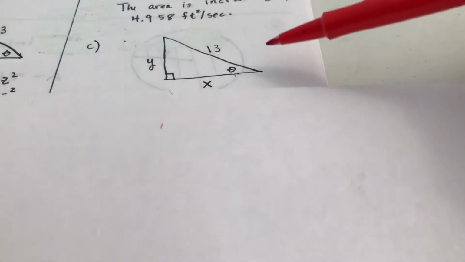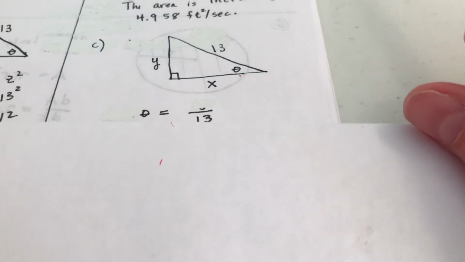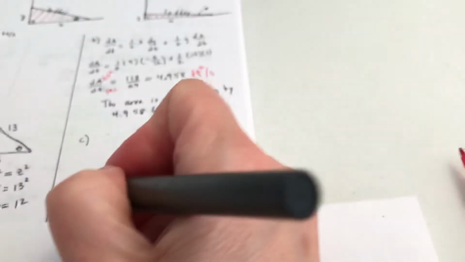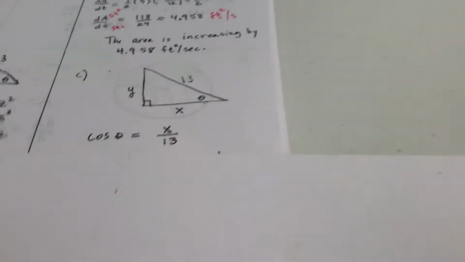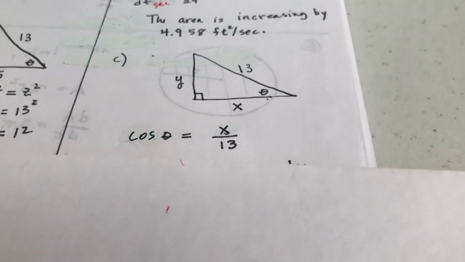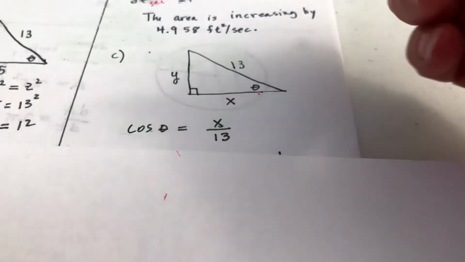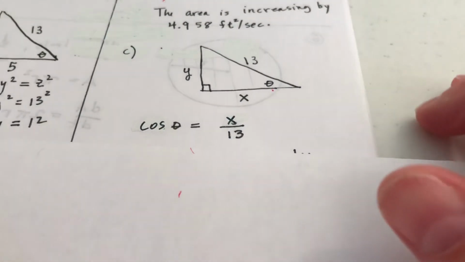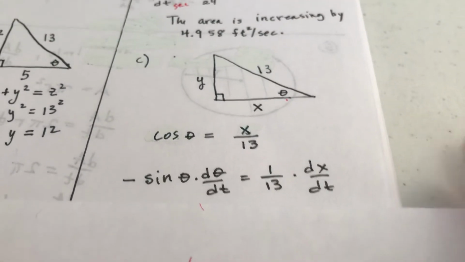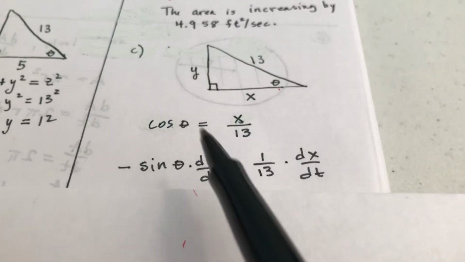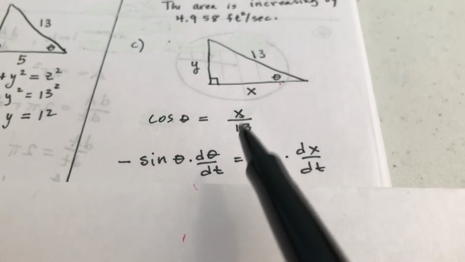So the cosine of theta is adjacent over hypotenuse, right? You could use sine, you could use tangent. But this way, when I take the derivative, I only have to take the derivative of cosine and then 1/13 x. So the derivative of cosine theta is negative sine theta d theta/dt. And then I just pulled out that 1/13 and took the derivative of x, which is 1, and then you have this dx/dt.